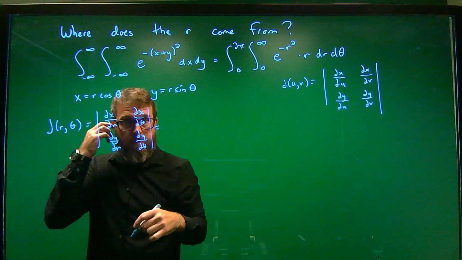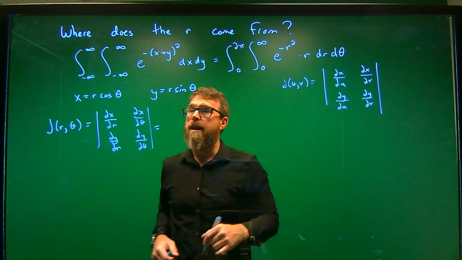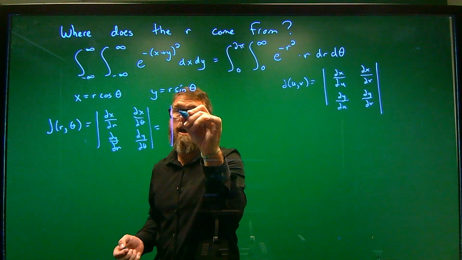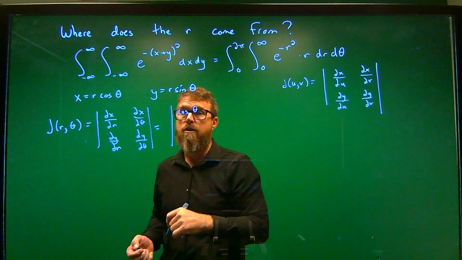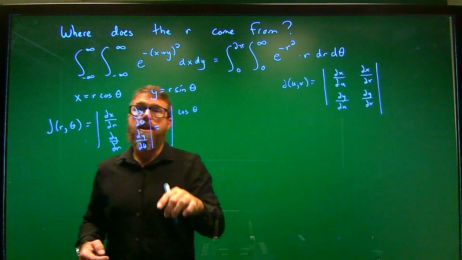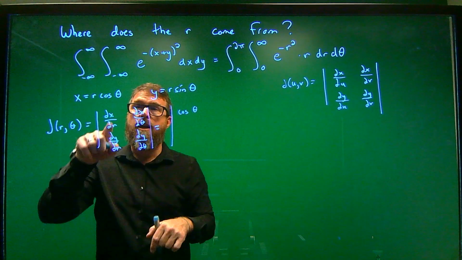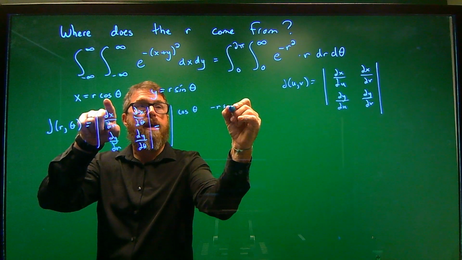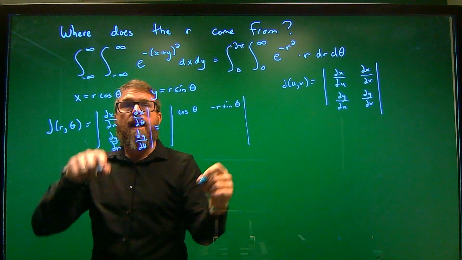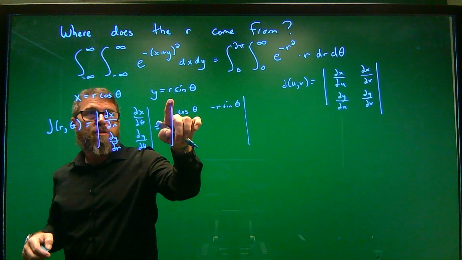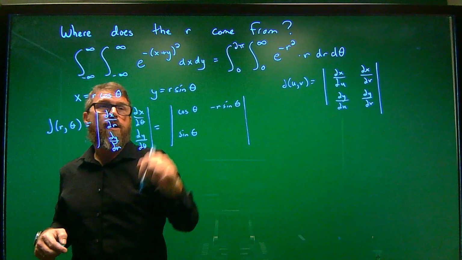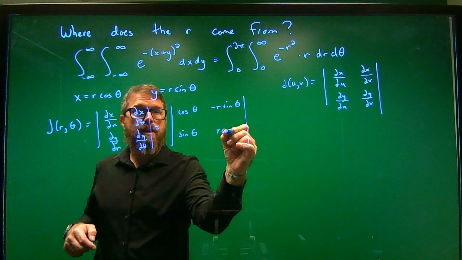So let's find the partial derivatives. The derivative of x with respect to r is, well, cosine of theta is a constant, and the derivative of r is just 1, so it's going to be cosine of theta. And then the derivative of x with respect to theta, well, r is a constant, so leaving r there, the derivative of cosine is negative sine of theta. Now, the derivative of y with respect to r is going to be the sine of theta, and the derivative of y with respect to theta is going to be r cosine of theta.